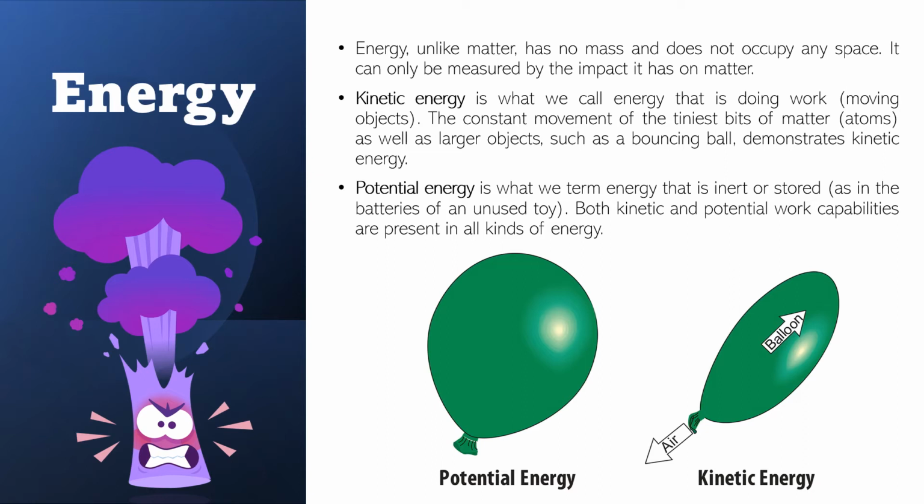So to summarize the difference between kinetic and potential energy, kinetic energy is doing work while potential energy is stored. So if we blow air into a balloon and tie it together, the air is stored in the balloon. So this is an example of potential energy. But when the balloon deflates and air comes out of it, this is an example of kinetic energy.